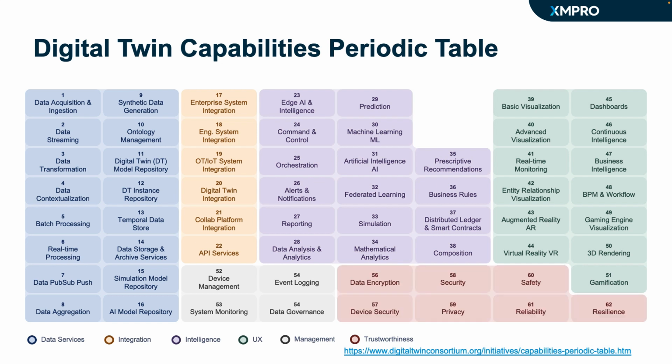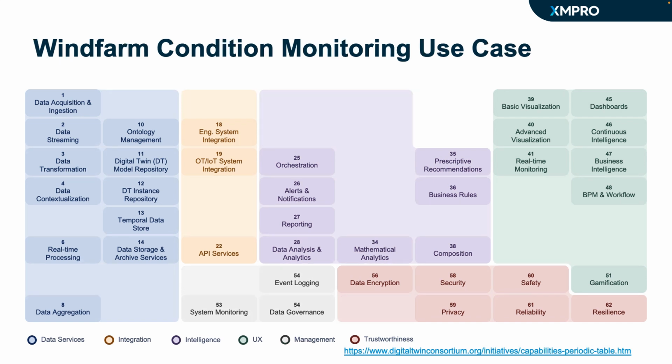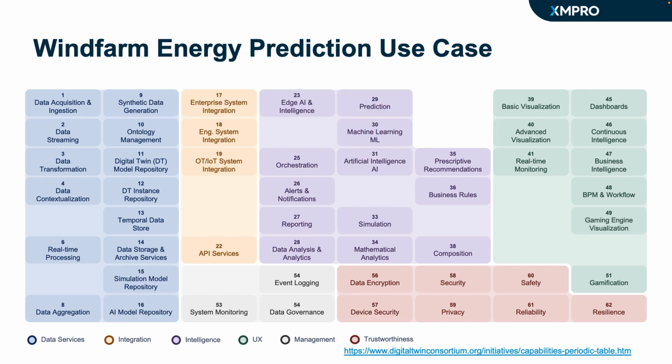This is available on the Digital Twin Consortium website, so I'm not going to drill down into much more detail. You can compose any digital twin by using some of these blocks. Here's an example of condition monitoring for a wind farm. In this one, I only use these capabilities. If I want to create energy prediction, then suddenly I have machine learning, artificial intelligence, and some of the other things I need to add. This also helps us start a conversation around what capabilities we have in an organization and which of them we should look at building, partnering, or acquiring.